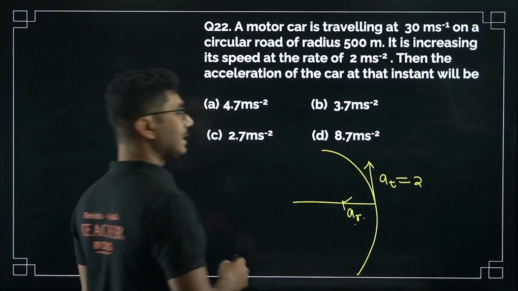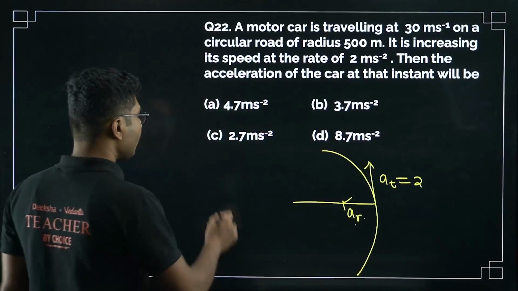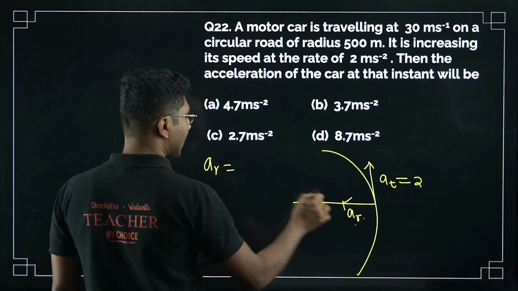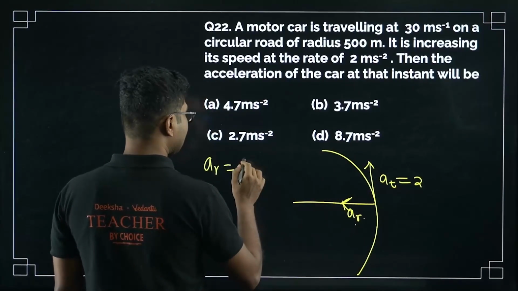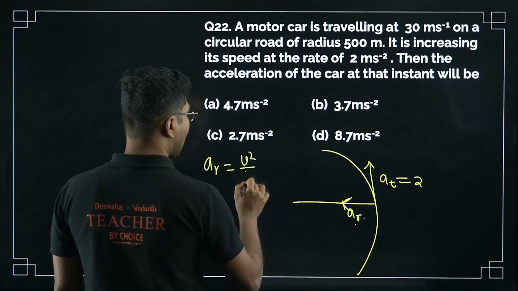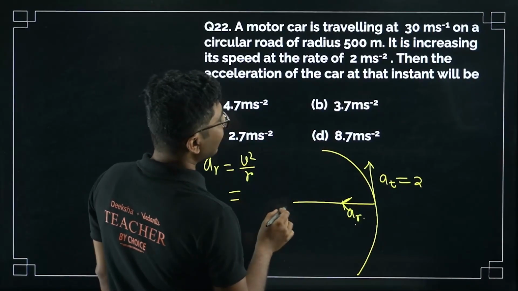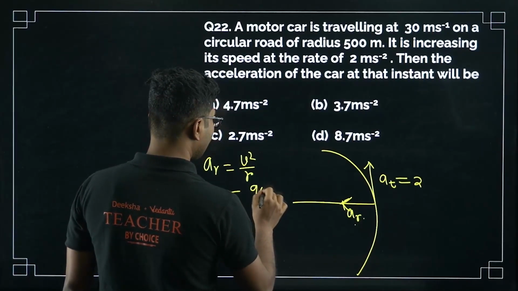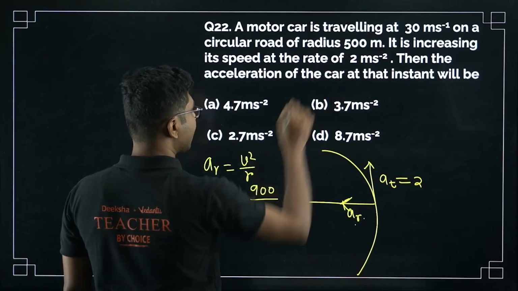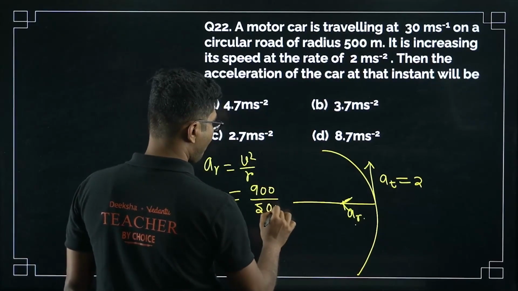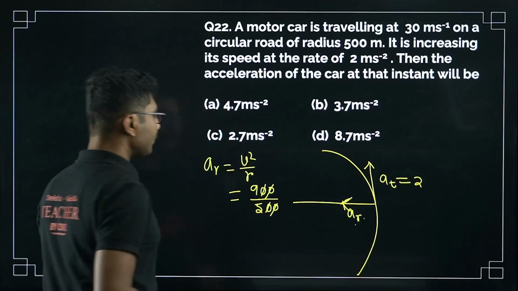We have to calculate the radial component of acceleration. For that, we know that the radial component is the centripetal acceleration, v square by r. So what is v square? V square is 30 square, means 900, and r is 500 meter. So this is the AR.